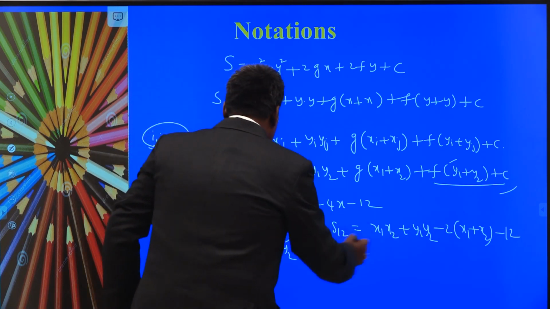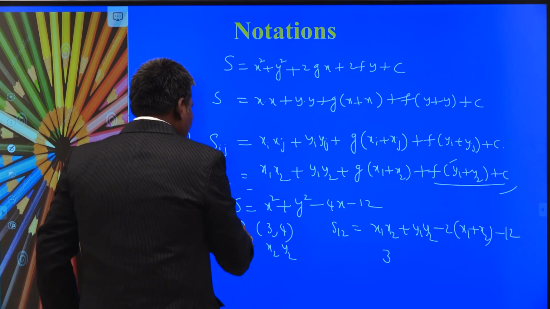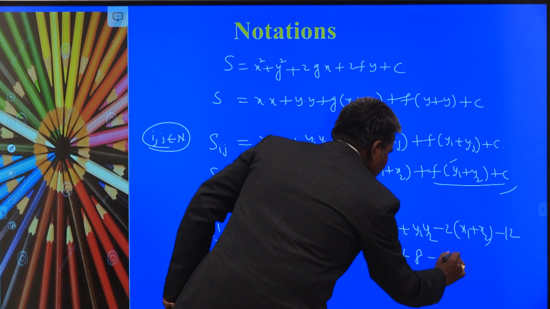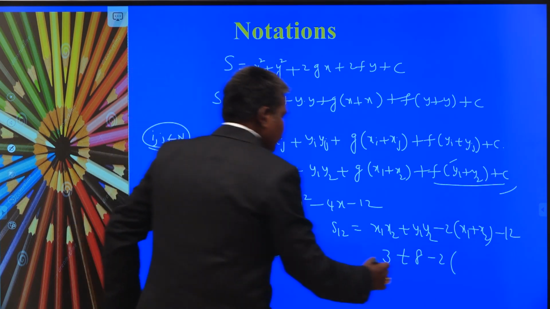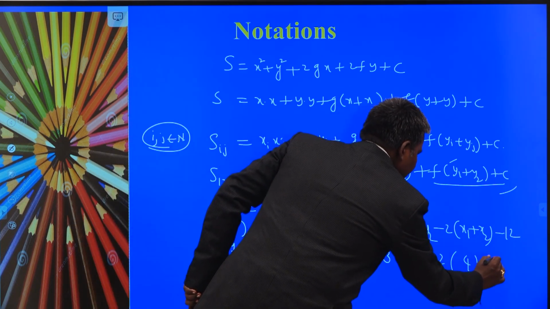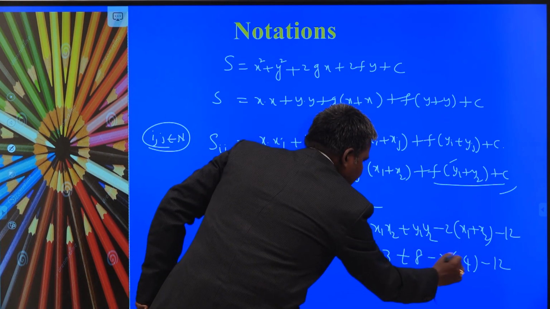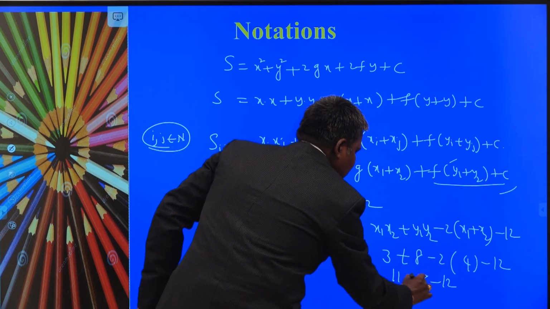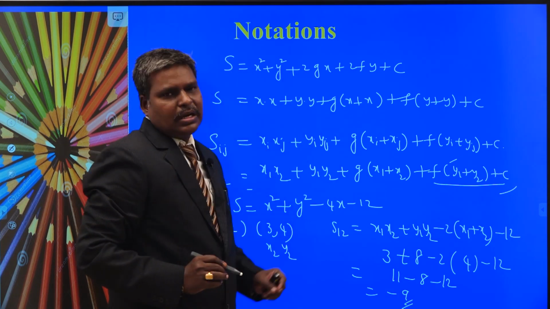So x1 x2, 1 into 3, 1 3s are 3. y1 y2, 2 4s are 8, plus 8 minus 2 times (x1 plus x2). This is 1 plus 3, 4, minus 12. That means what? 11 minus 8 minus 12. This is minus 1 minus 8. So minus 9. This is constant.